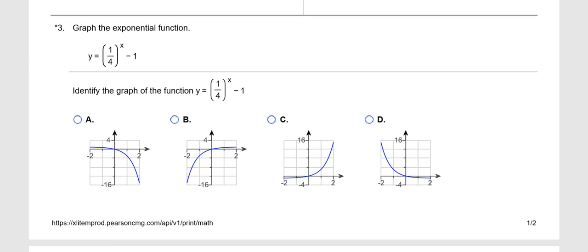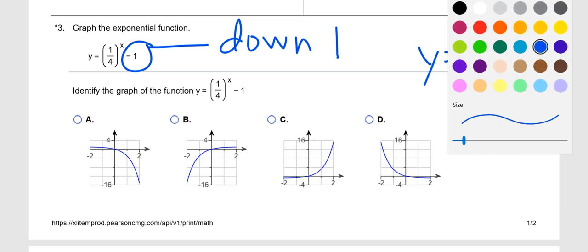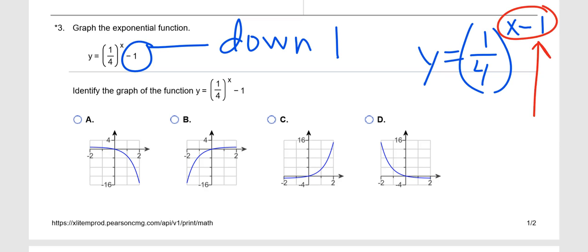We've got exponential decay or growth. Which one is this? Decay. And it's been shifted which way? Down 1. How would this be different if I wrote 1/4 to the x plus 1 or x minus 1? Which way would this one move? That's going right 1. But we're not in that situation, folks. We're in the down 1 situation. So we've got decay and down 1, which graph?